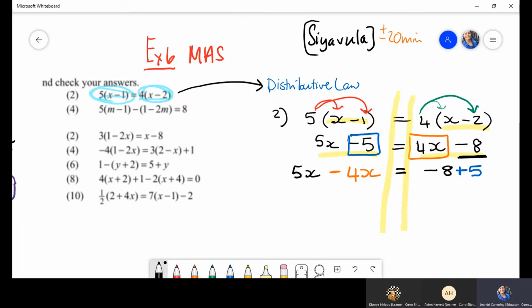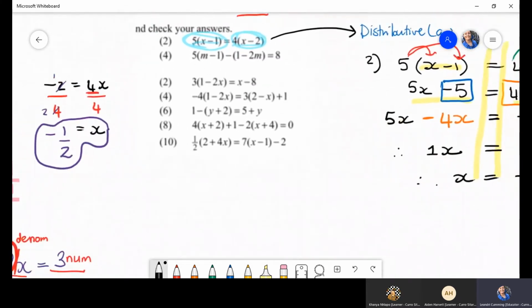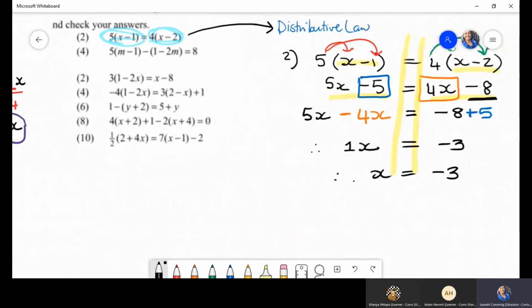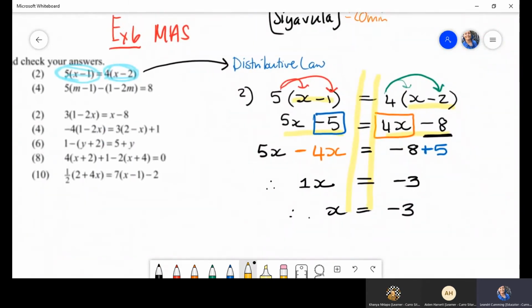Right, now I've got all my x's together. 5x minus 4x leaves me with 1x. You don't have to write the 1. Minus 8 plus 5 leaves me with minus 3. And that's it. x is equal to negative 3. Right, that one was quite simple. Just do what we do on the left-hand side to the right-hand side. I'm using the shortcut, as you've noticed.